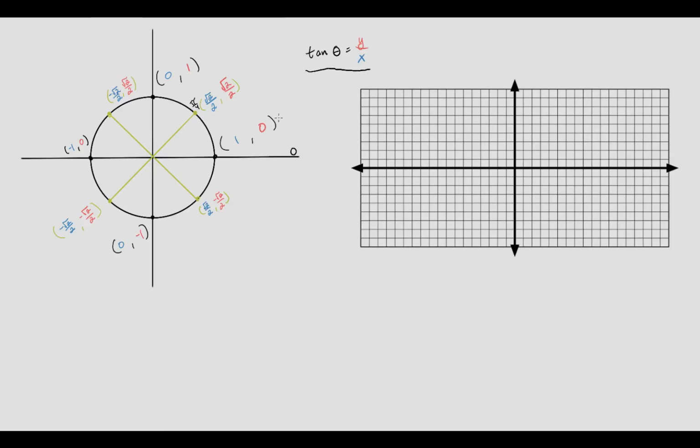And I picked these points on purpose. So here we just get 0 over 1, or just 0. And then we can do the same thing for each one of these points. So I'll go ahead and do that.